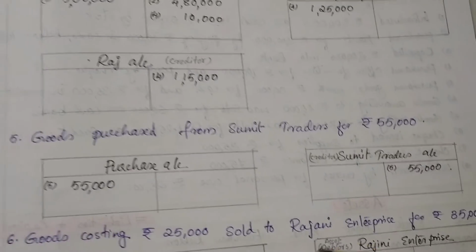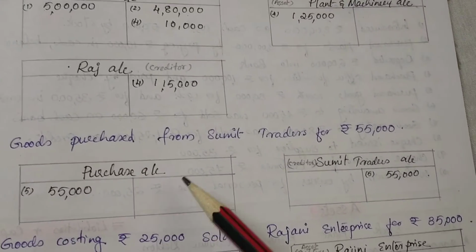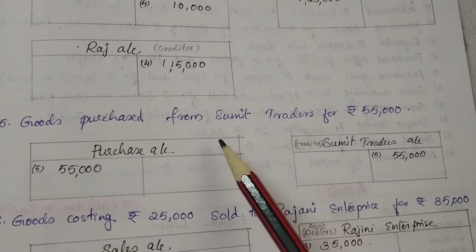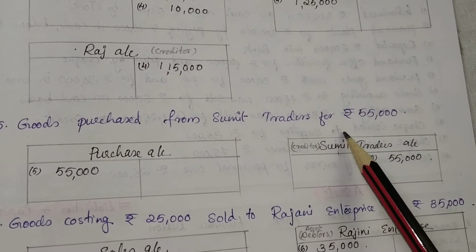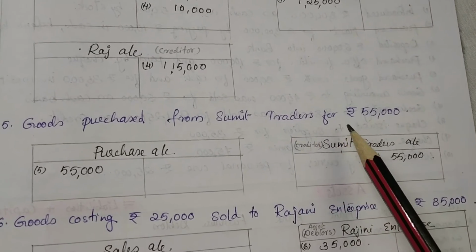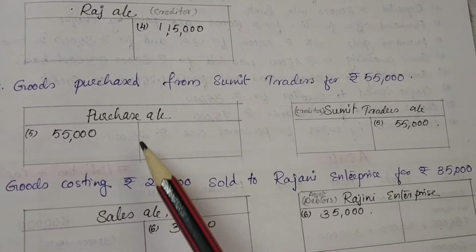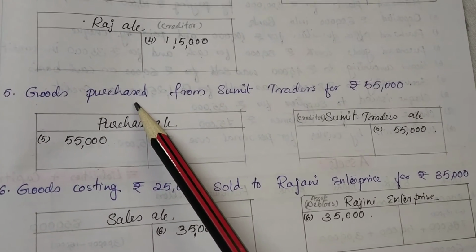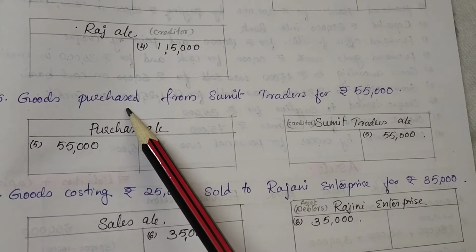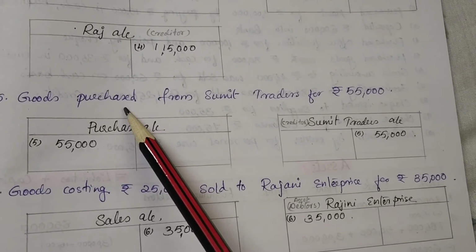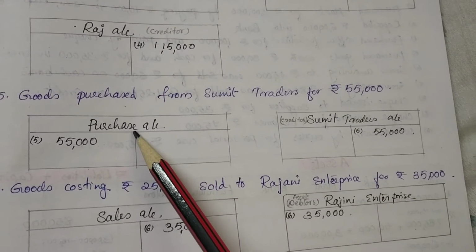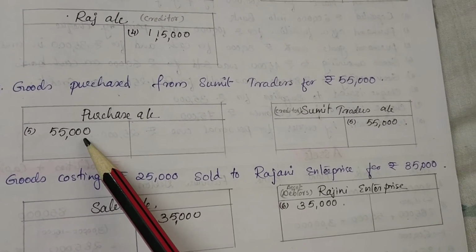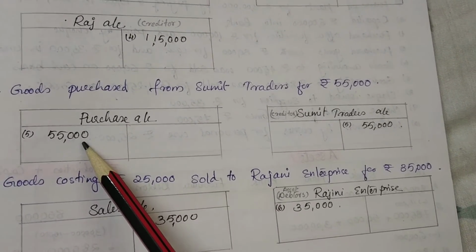Moving on to the next one. Goods purchased from Sumit Traders for rupees 55,000. Again here they didn't say they paid cash, so it is again a credit transaction. Goods purchased means stock is coming inside. Stock is an asset, and it is increasing. So here we are writing the purchase account. In the purchase account we are debiting 55,000, that is the stock coming into the company.